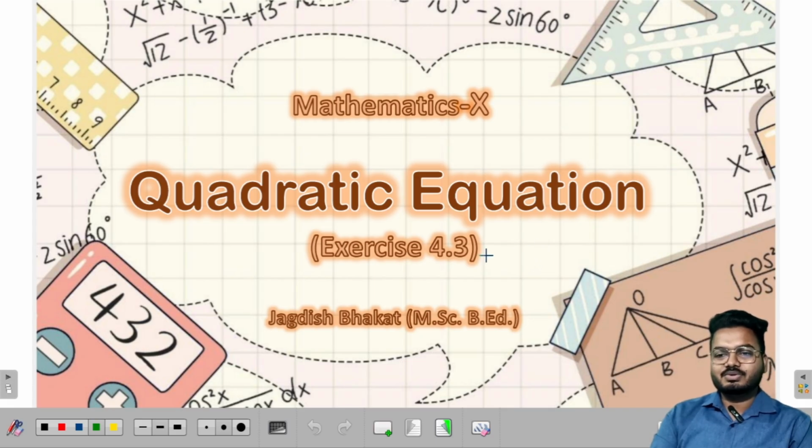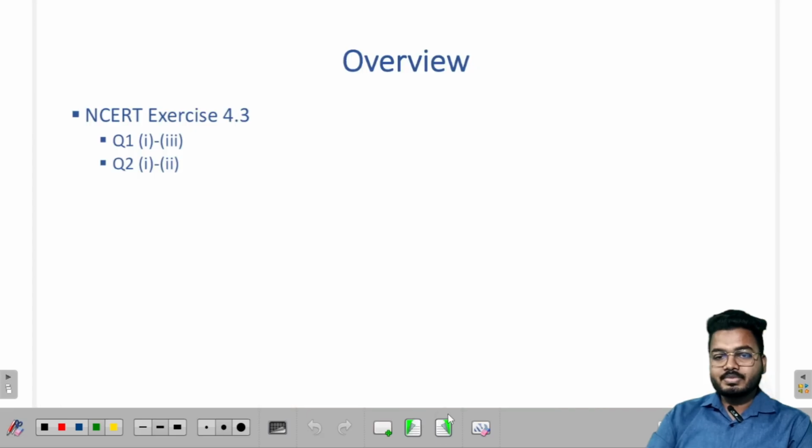In today's class, we're going to solve exercise 4.3. In the last class, we studied the concept of Sridharacharya formula or the quadratic formula, and also the nature of roots. In this video, we are going to solve exercise 4.3, and this exercise will be done in two parts. In the first part, that is in today's video, we are going to do question number 1, in which there are 3 sub questions, and question number 2, in which there are 2 sub questions.